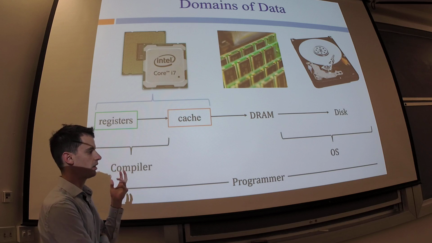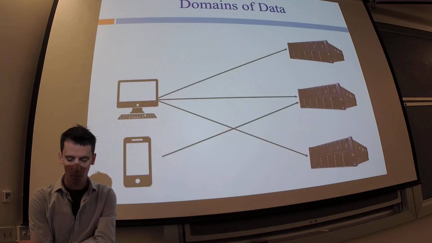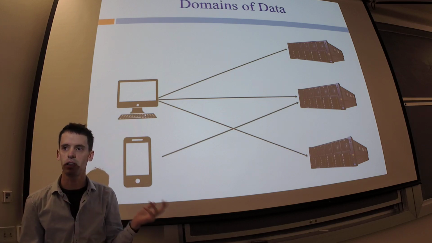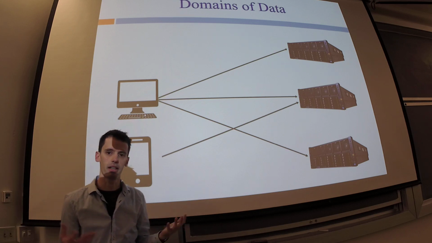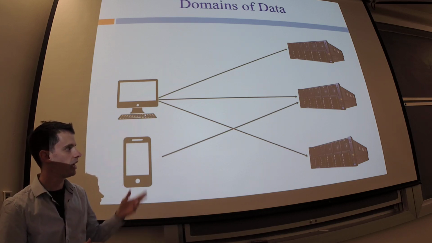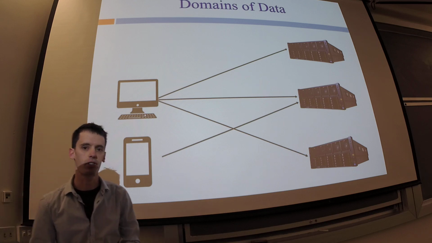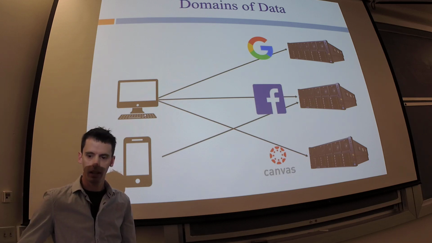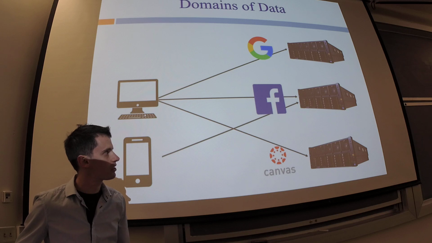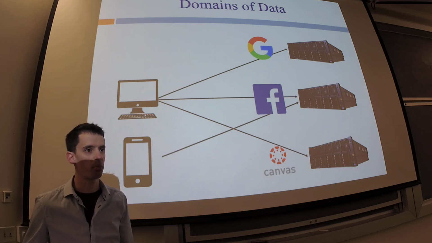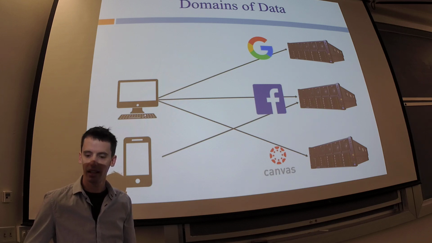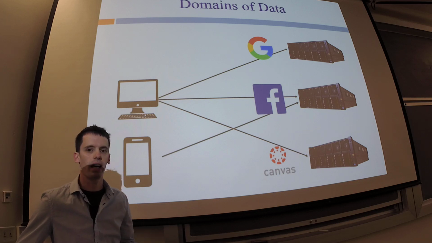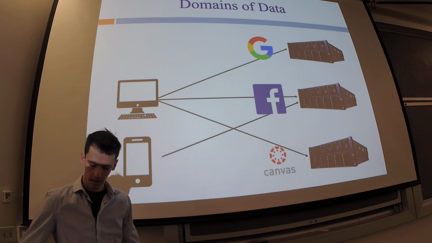Okay? So this is the picture of data we have so far. But then beyond that, you take that whole thing, and you have a computer or a smartphone or something with a CPU and RAM and a disk or some kind of solid-state storage, and you go out and access a server somewhere. So maybe it's Google or Facebook or Canvas or whatever. But those servers, those things over on the right, those are also just computers. They have CPUs and memory and disks. This is where the challenges that this class starts to address come into play.